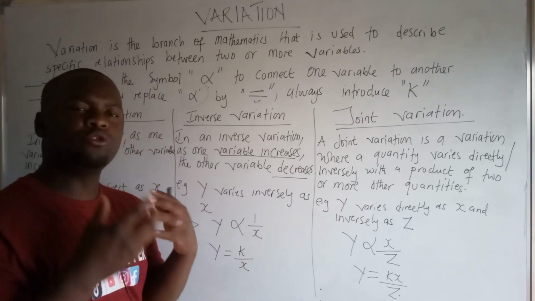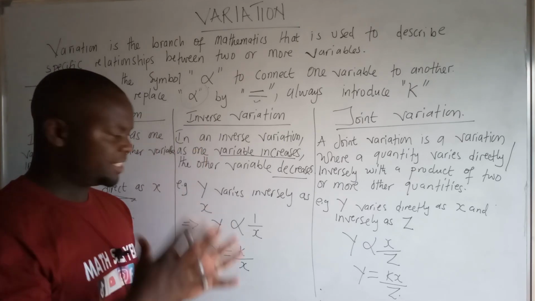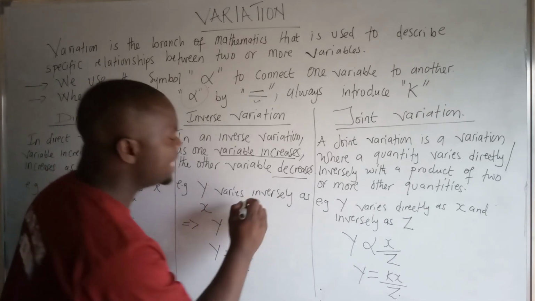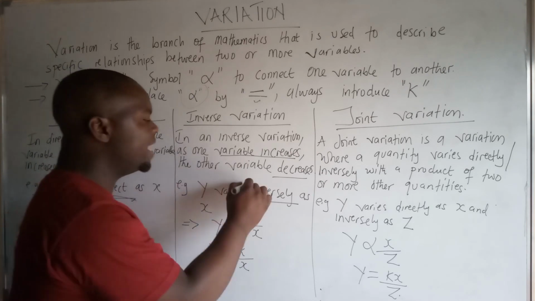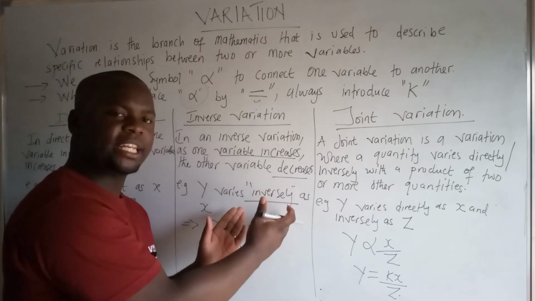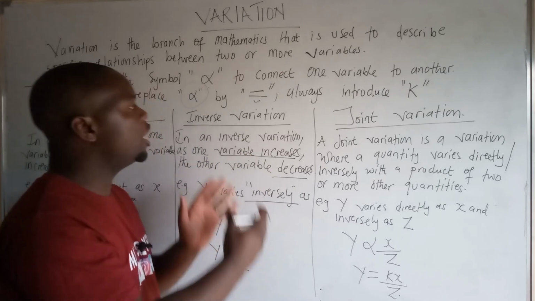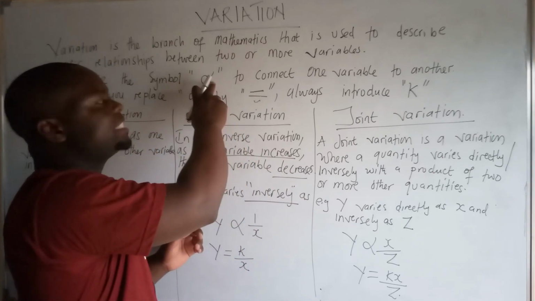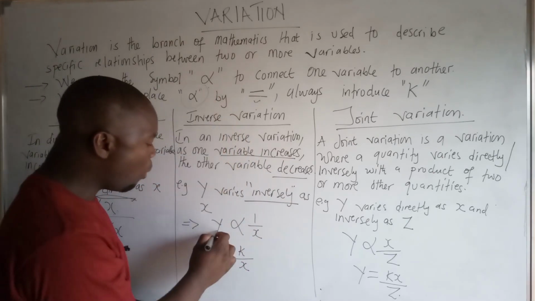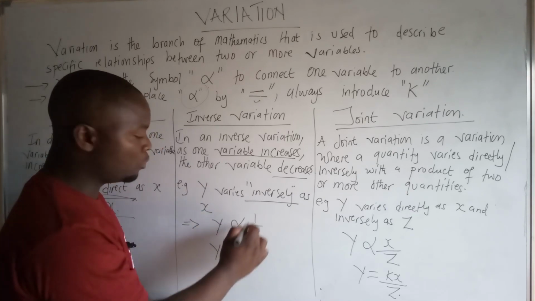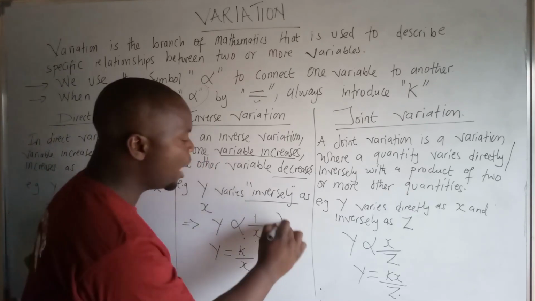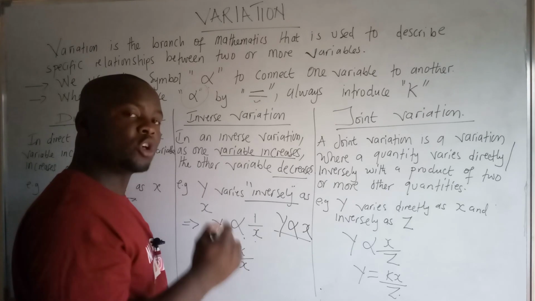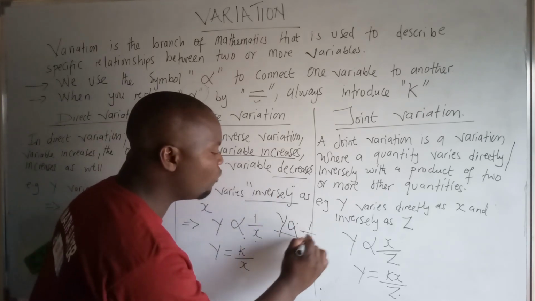So how are you going to know when to apply the inverse variation? Very simple. For example, here we have y varies inversely as x. As you can see, this word has appeared: inversely. Very important. Once you read this word inversely, you need to acknowledge that you are dealing with the inverse variation. To show this relationship using the proportion symbol, we say y is inversely proportional to 1 over x. We are not going to say y is inversely proportional to x, because that relationship is the direct relationship. So with inverse, always write 1 over x.